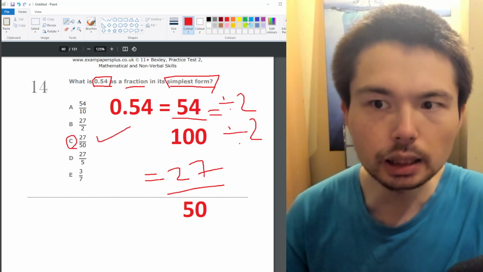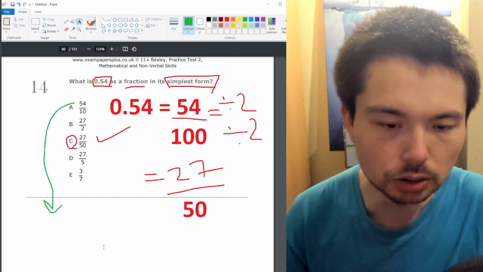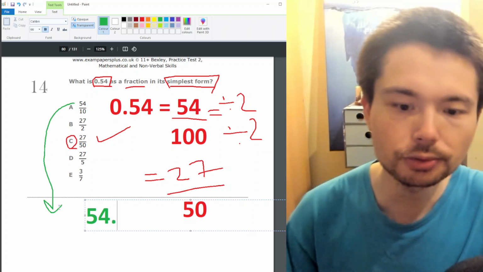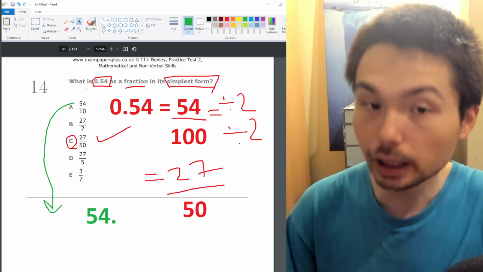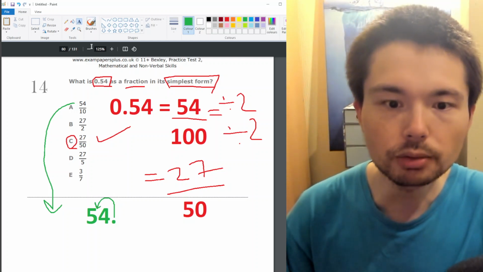Be careful, it is not A. The reason is 54 divided by 10. How do we do that properly? When you divide by 10, the decimal point is on the far right. When we divide by 10, we just need to move it back one place. So that would be 5.4.